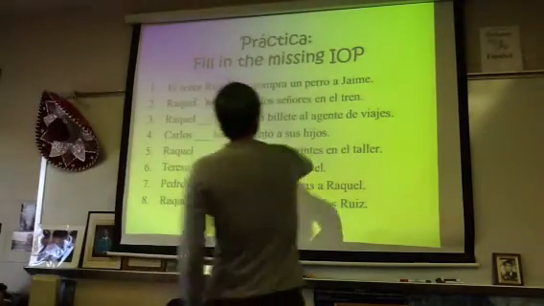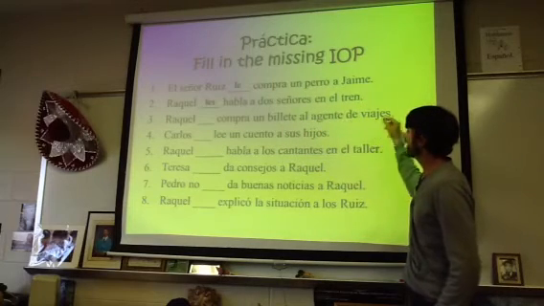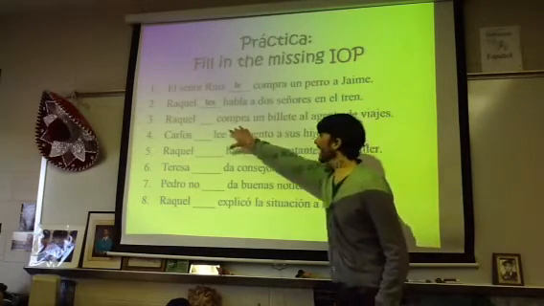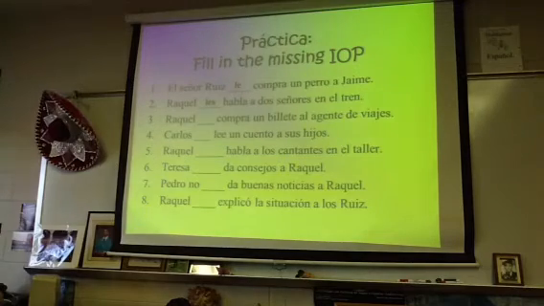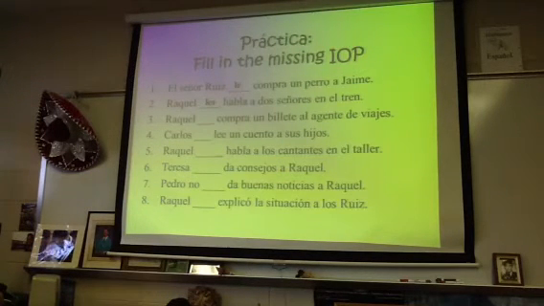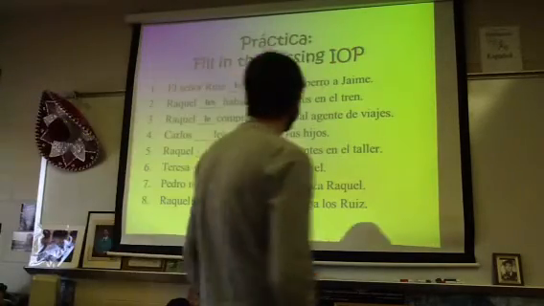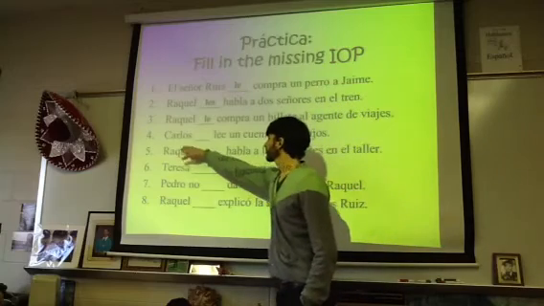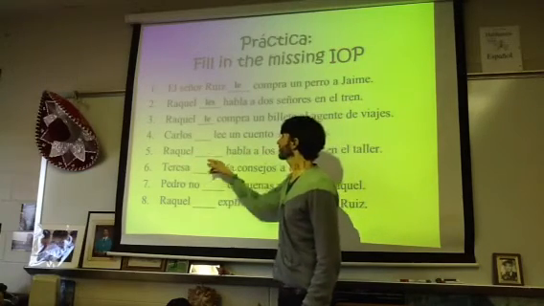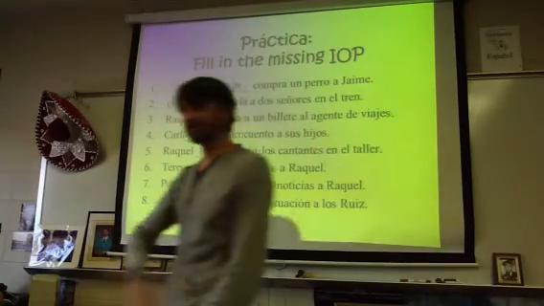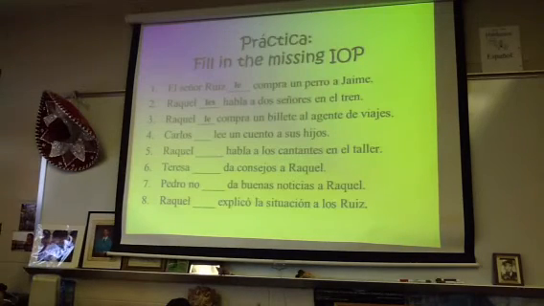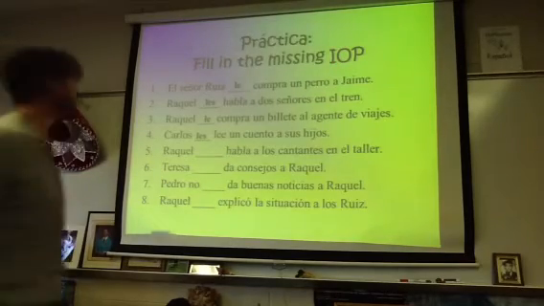Raquel compra un billete al agente de viajes. She buys the ticket. What does she buy? She buys the ticket. That's the direct object. But what is the indirect object? This is the travel agent. Agente de viajes. Carlos lee un cuento. So Carlos reads a story a sus hijos. Who are the beneficiaries of his action on the story? Sus hijos. Sus hijos are plural, so les. Carlos les lee un cuento a sus hijos.